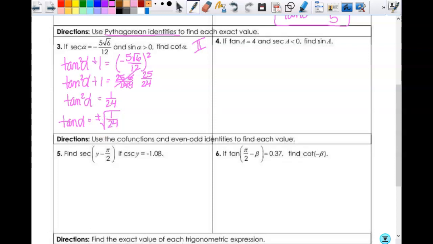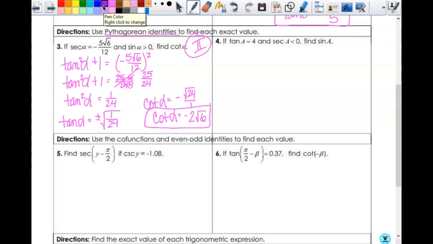Then the reciprocal of that, and again, I'm in the second quadrant, so I actually want the negative one. This is like the square root of 1 over the square root of 24. Then cotangent of alpha is equal to negative square root of 24 over 1. And when I simplify that square root, I get negative 2 square root of 6.